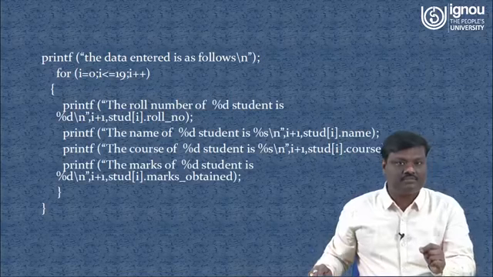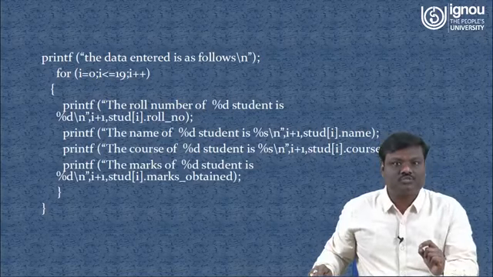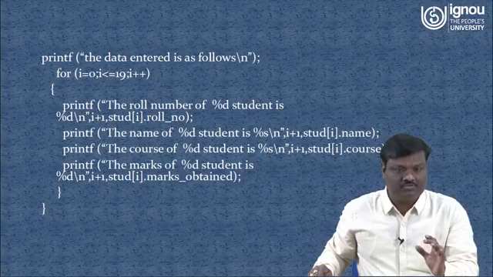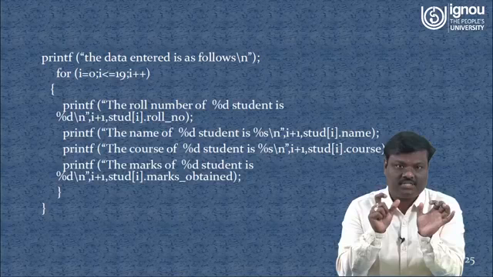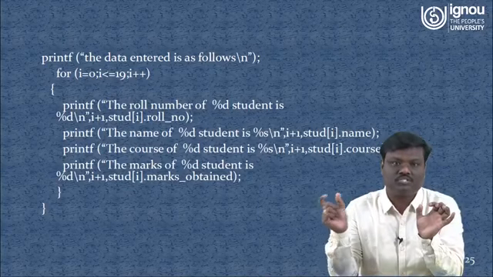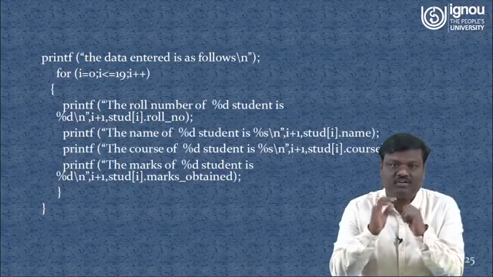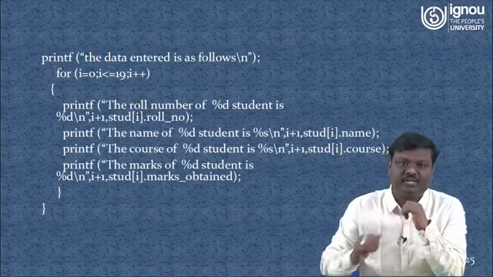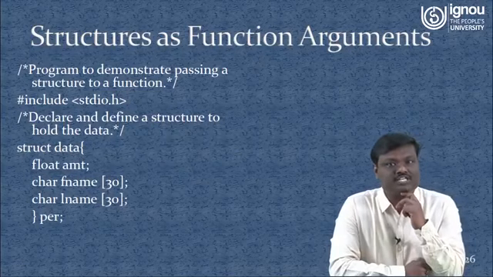So here you can observe it is a kind of record access. Students one by one, for all the 20 students, you are capturing the roll number, name of the student, course and marks. For all the students, this particular record one by one has been created and we have been displaying the data. So, structures as function arguments.